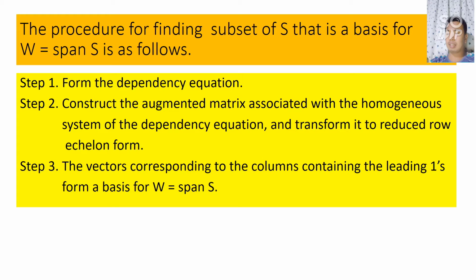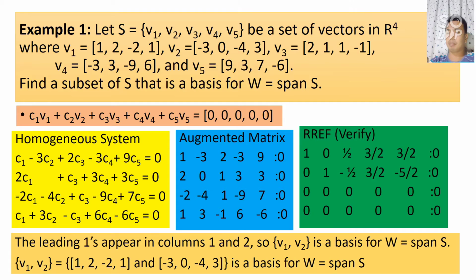First example, given the set S of vectors in R4 where v1 is (1, 2, -2, 1), v2 is (-3, 0, -4, 3), v3 is (2, 1, 1, -1), v4 is (-3, 3, -9, 6), and v5 is (9, 3, 7, -6). Let's find a subset of S that is a basis for W spanning S.